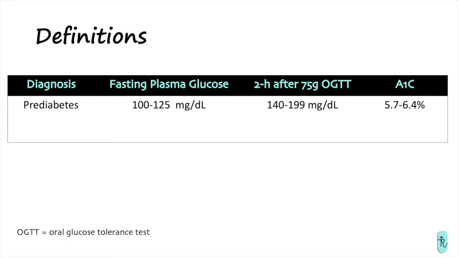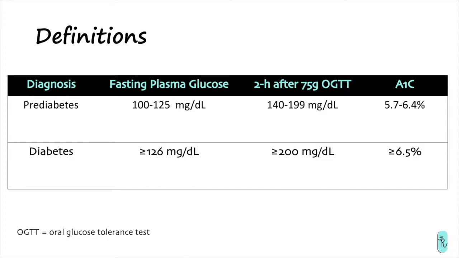Now we can define prediabetes as a fasting plasma glucose of 100 to 125 milligrams per deciliter, a blood glucose of 140 to 199 milligrams per deciliter following an oral glucose tolerance test, and an A1C of 5.7 to 6.4%. Diabetes, then, is defined as a fasting blood glucose greater than 126 milligrams per deciliter, a blood glucose greater than 200 milligrams per deciliter following an oral glucose tolerance test, and an A1C greater than 6.5%.